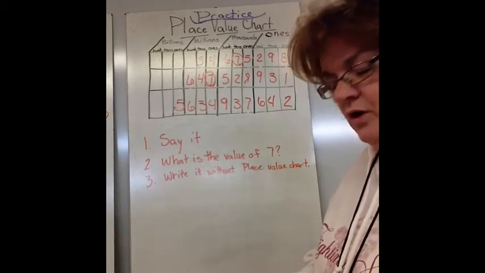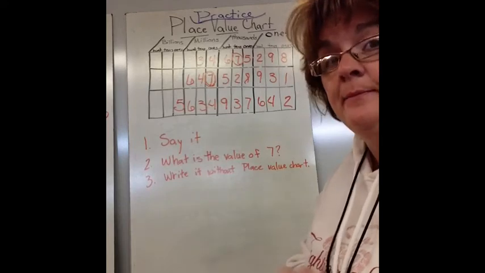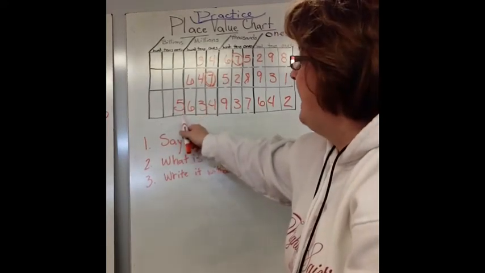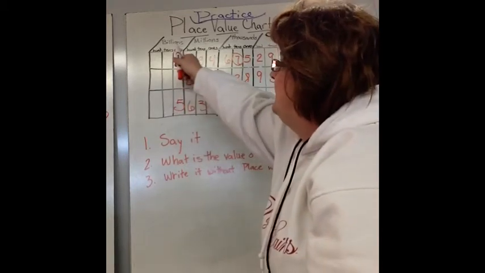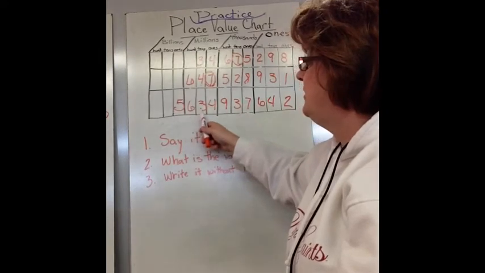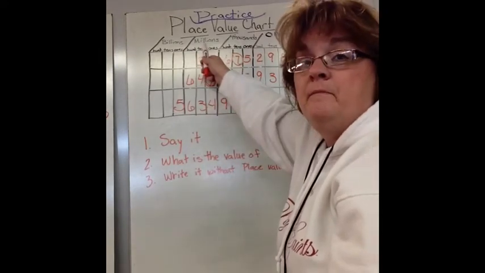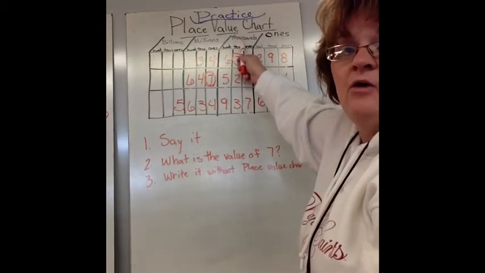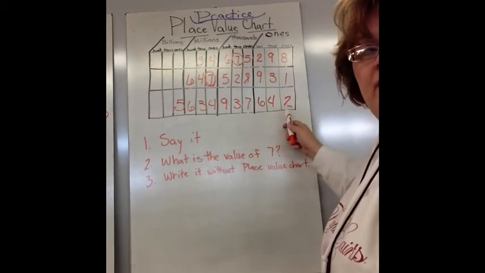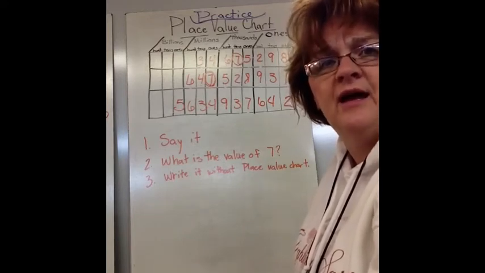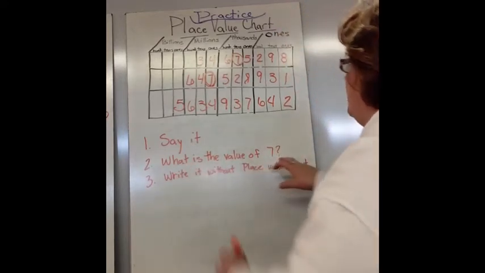Okay. We'll go ahead and practice this together to see if you are right. Okay, when we say it, 5, oh, it's in that billions period. 5,634,937,642. Okay, I hope that you said that correctly. If not, go ahead and practice a few more times. Okay, what is the value of 7?